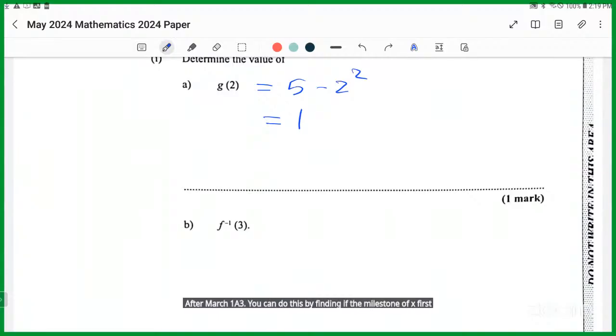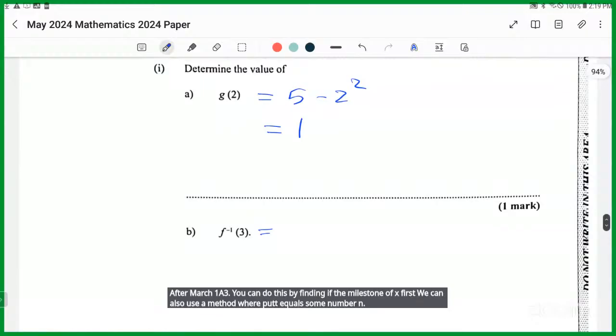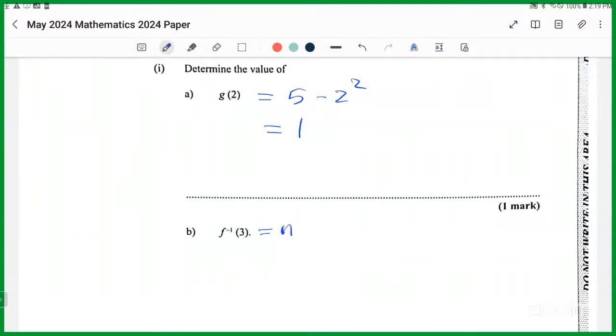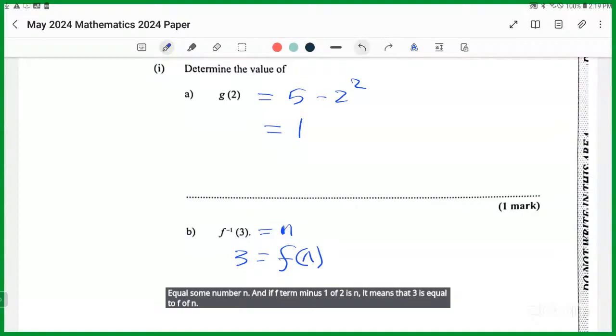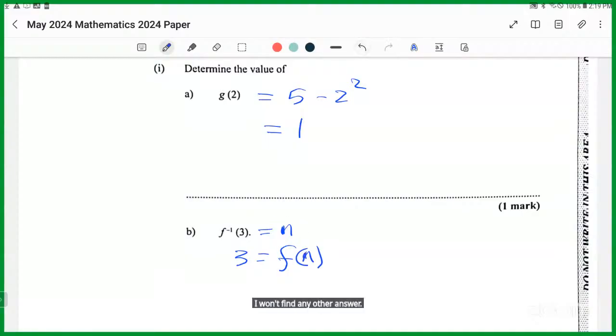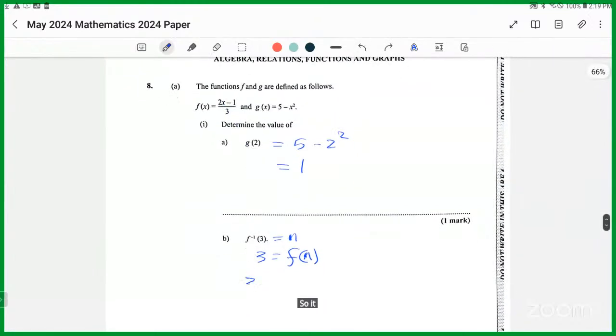We can also use the method where we put it equals some number n. If f to the minus 1 of 3 is n, it means that 3 is equal to f of n. Now f of n is we put n in the f function. So it means that 3 would be equal to 2n minus 1 over 3.